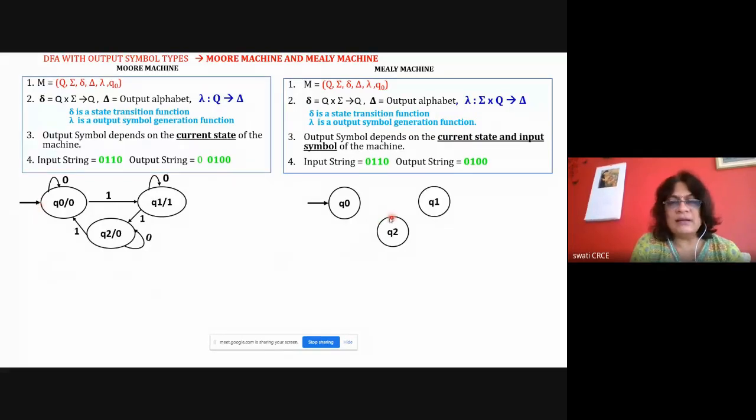So I'm just writing the states Q0, Q1, Q2 as they are. Okay, and then this output symbol 0 depends on this state and the input symbol. So I'm writing this 0 along with the input symbol. That's why I'm removing the 0 from the state and writing it here. Right now I'm just telling you the logic for conversion from a Moore machine to a Mealy machine.